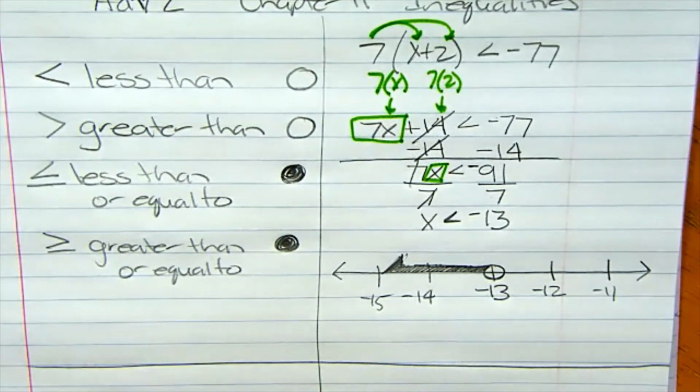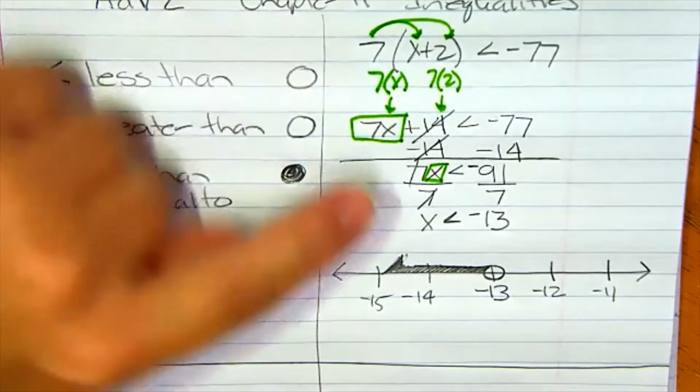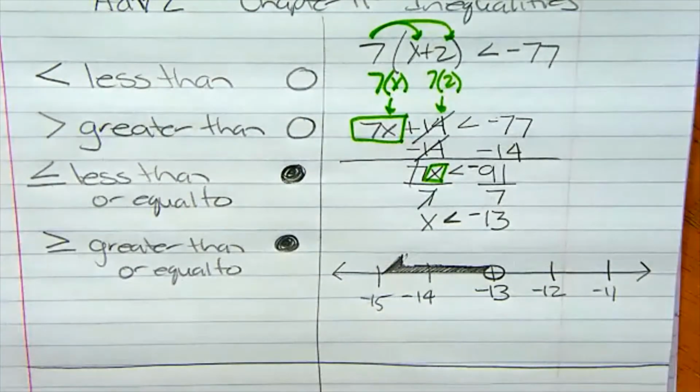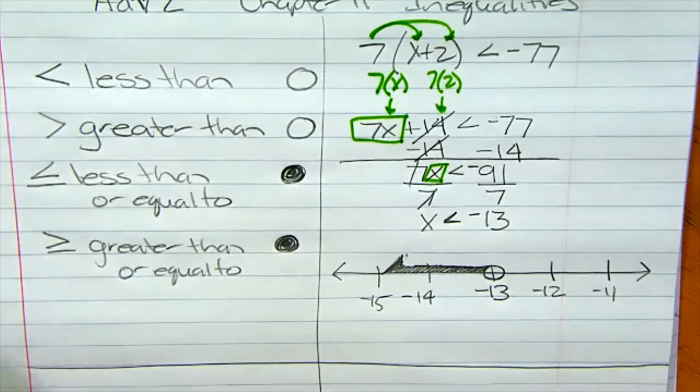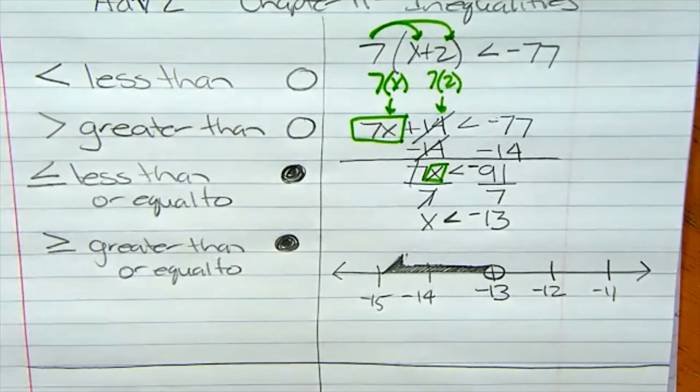Okay, so this is a pretty good problem. It covers a lot. Distributive property, multi-step inequalities, open circle, less than. This one's pretty good. Let's do another one.